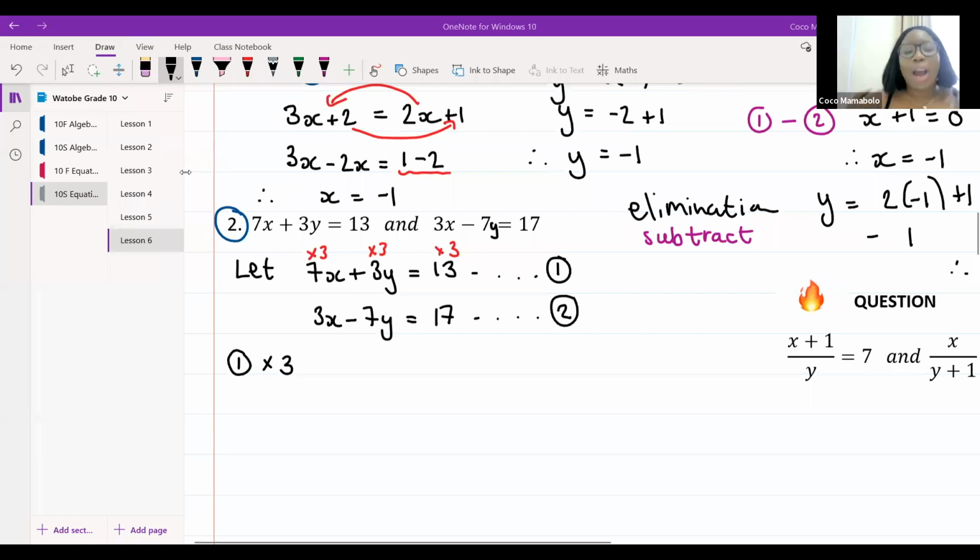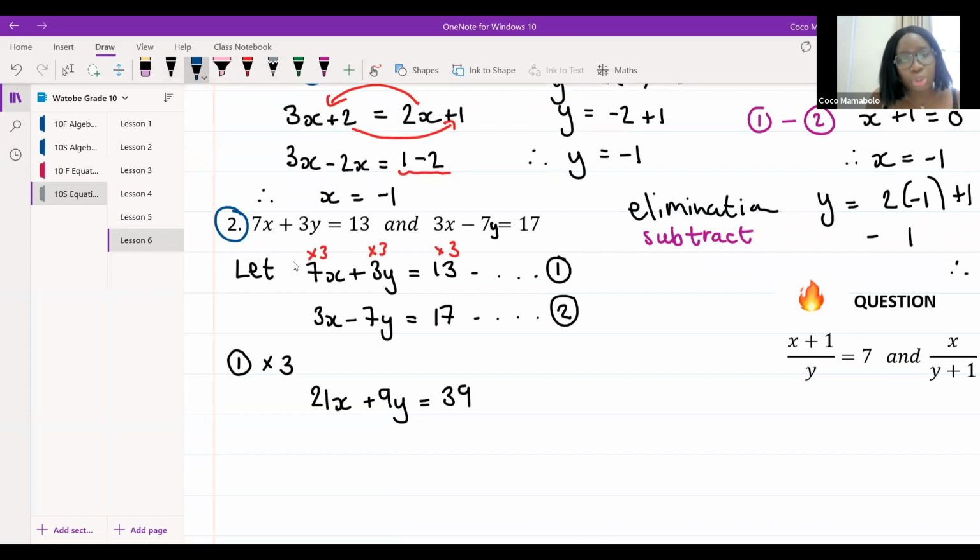Braden is asking, why do we need to multiply by 3? It's going to make sense in just a second. Don't worry, Braden. Thanks, everyone, for your answers. So now I've got 21x plus 9y is equal to 39. Good. Braden, it's going to make sense.